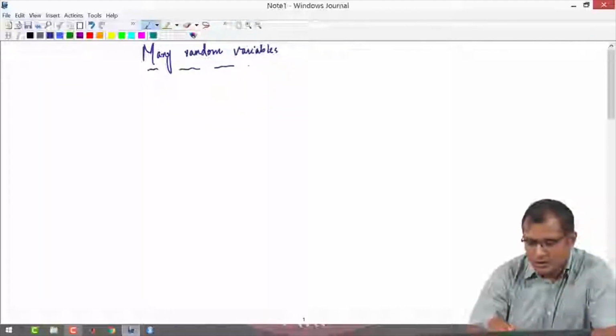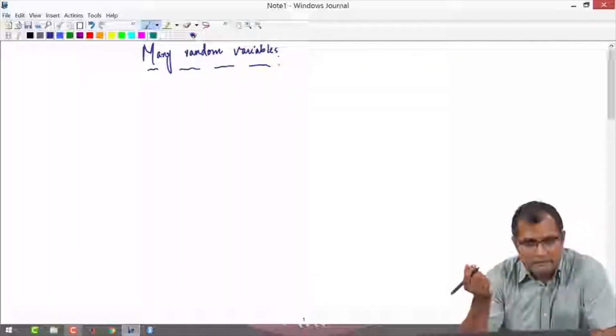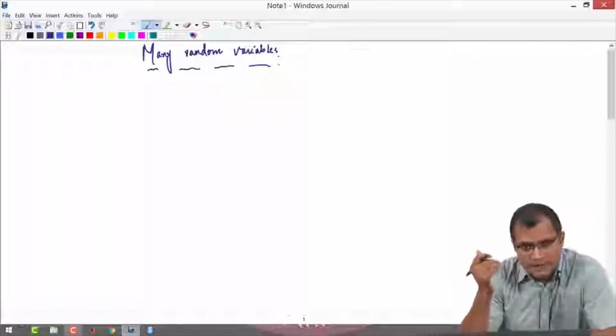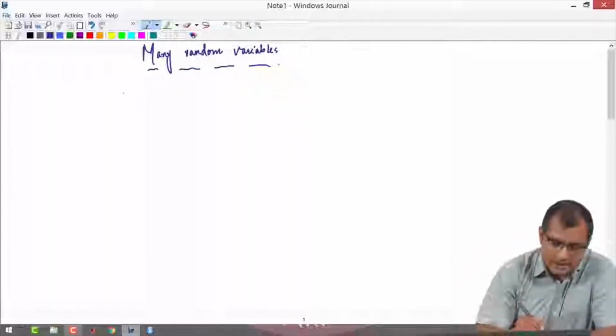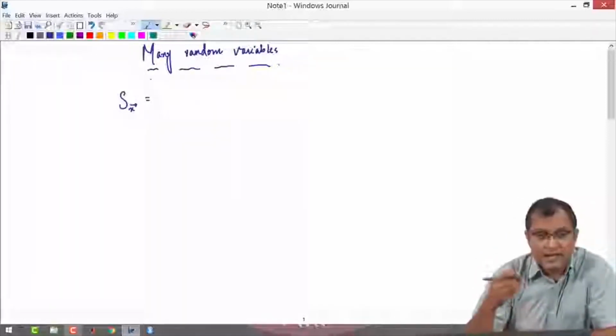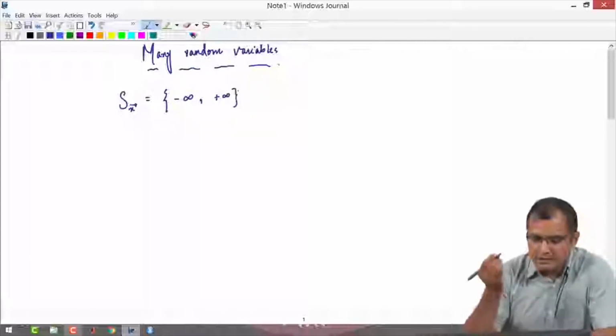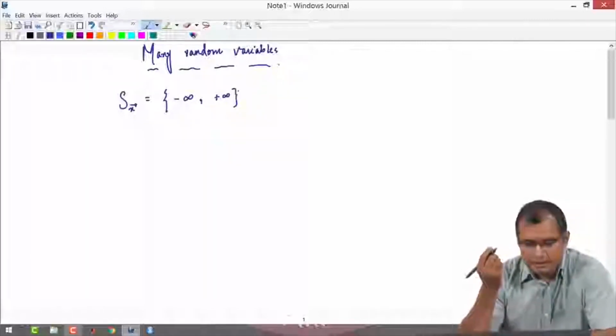Whatever we have learned so far in the context of a single random variable applies or extends to the discussion on multiple random variables. So let me take the set of outcomes for a random variable. This time I am taking it as a vector, and it will become very clear why I have taken the random variable as a vector. So the set of outcomes, let us say, is between minus infinity to plus infinity.